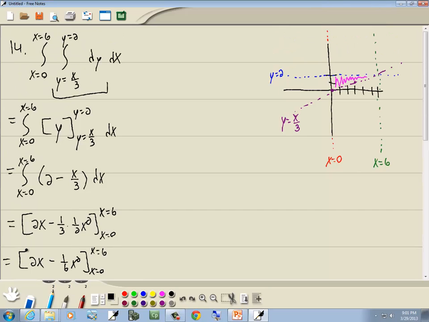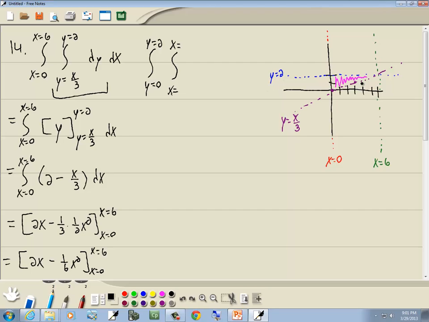Okay, now let's reverse the order of integration. And instead of the x equals out here, we need y equals. So we need to figure out what y is going between. And it's pretty obvious in this one. It's going from 0 to 2. So that's going to be y is equal to 0 to y is equal to 2. And the inner ones now are going to be x equals something and x equals something.